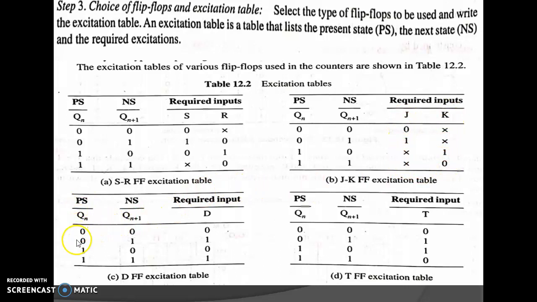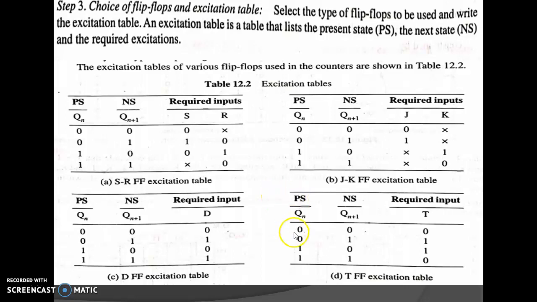Next is D flip-flop. Present state, next state, both value 0, this time D equal to 0. Present state 0, next state 1, this time D equal to 1. Present state 1, next state 0, D equal to 0. Present state, next state, both value 1, this time D value 1.